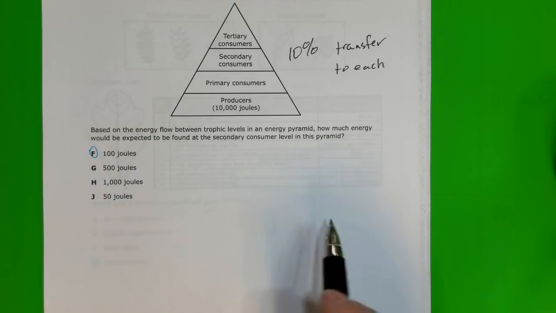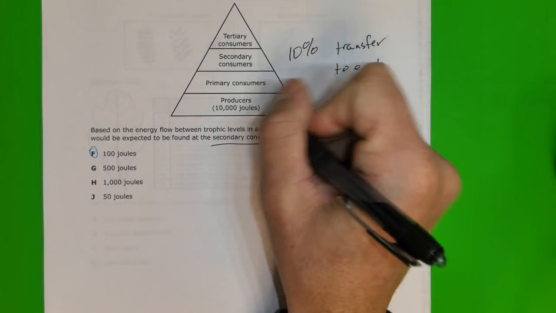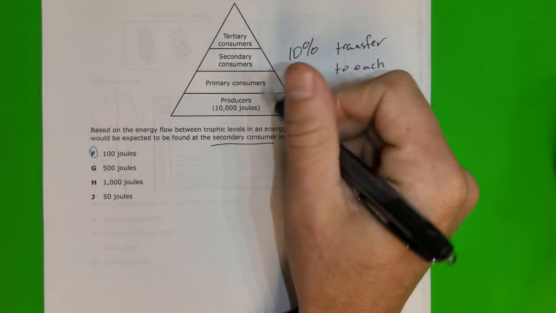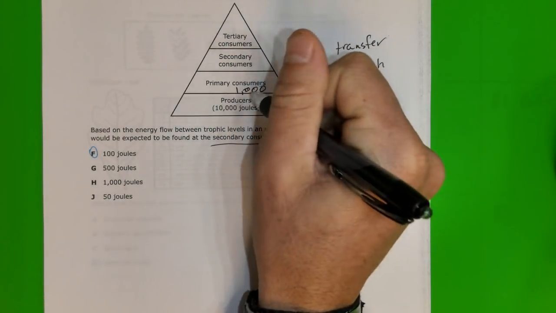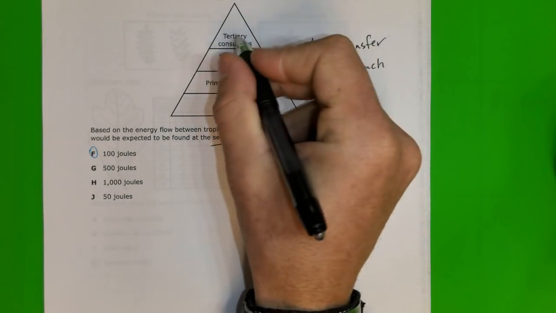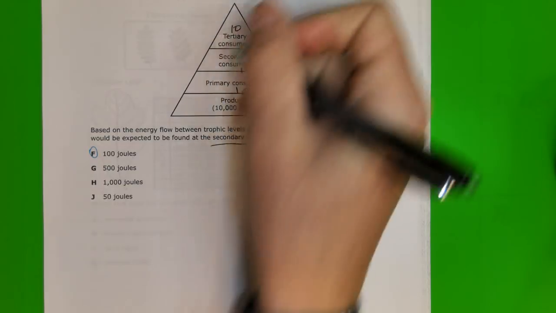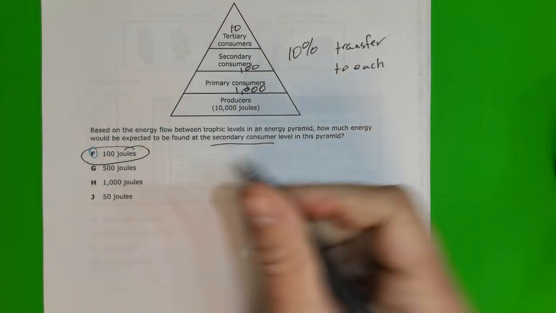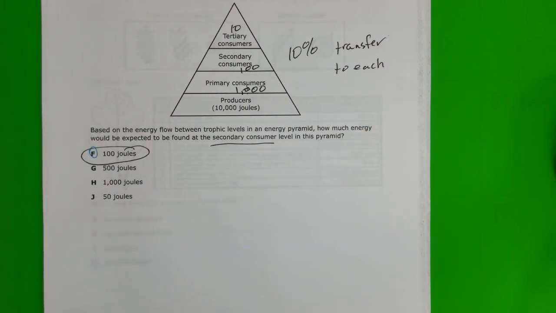So we want to know the secondary consumer level. So if we start at 10,000 here, well, 10% of 10,000 is 1,000. And then 10% of 1,000 is going to be 100. We're just going to drop off a 0. And if we were going to go up to the tertiary consumers, 10% of 100 is 10. But our correct answer is going to be 100 because 10% transfers through to each energy level.